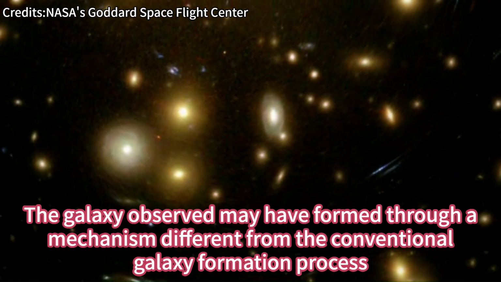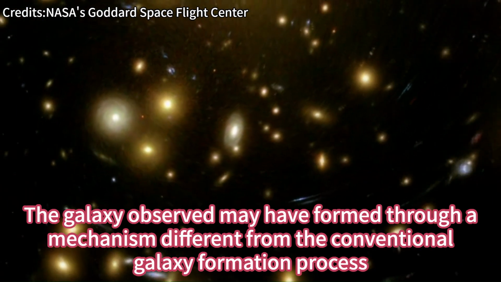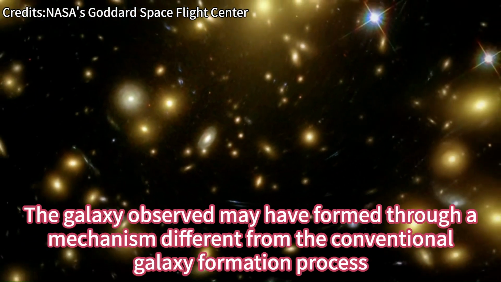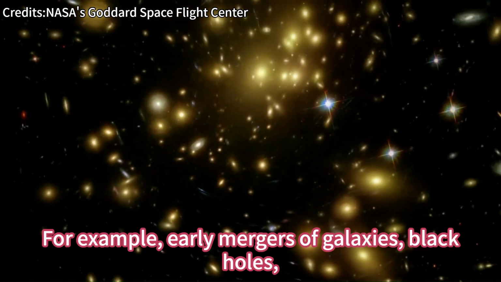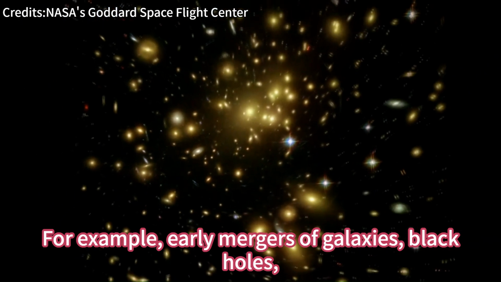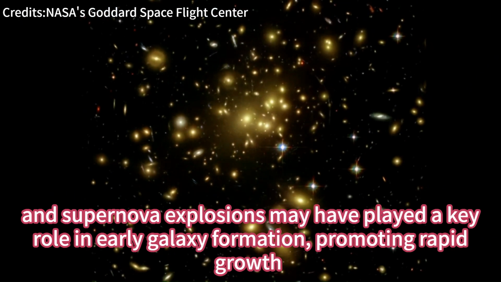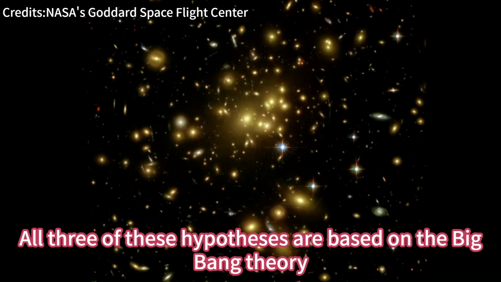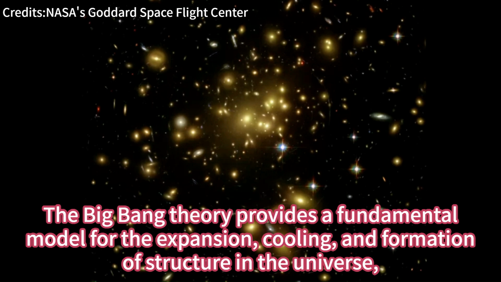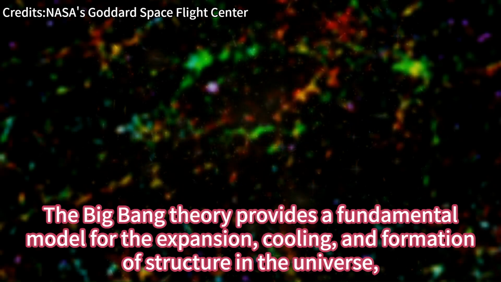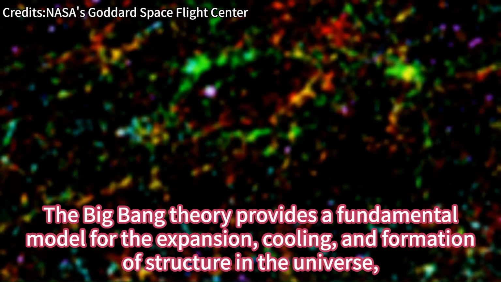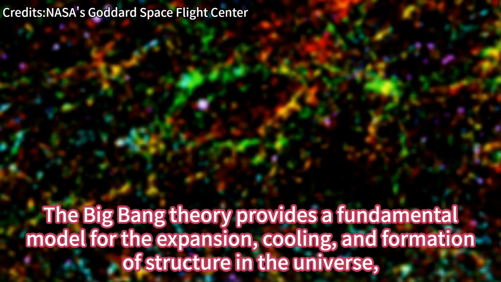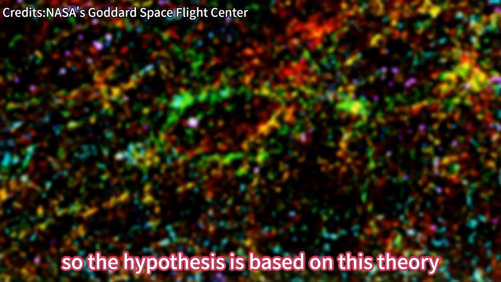3. The possibility that the observed galaxies underwent different formation processes. The galaxy observed may have formed through a mechanism different from the conventional galaxy formation process. For example, early mergers of galaxies, black holes, and supernova explosions may have played a key role in early galaxy formation, promoting rapid growth. All 3 of these hypotheses are based on the Big Bang theory. The Big Bang theory provides a fundamental model for the expansion, cooling, and formation of structure in the universe. So the hypothesis is based on this theory.